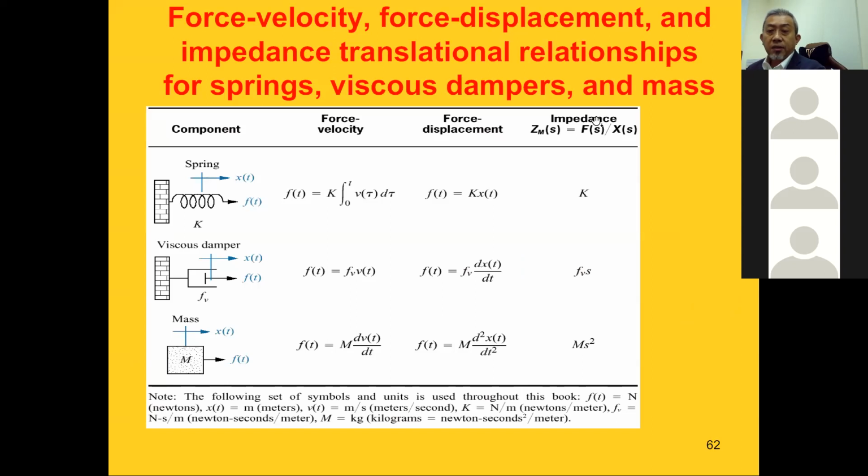All these elements of the translational mechanical elements are written in this one table, for spring, damper, and mass with their equations with respect to force-velocity and force-displacement, including the impedance. But we use these two, force-velocity and force-displacement, in order to get the state space representations with the state equations and the output equations.